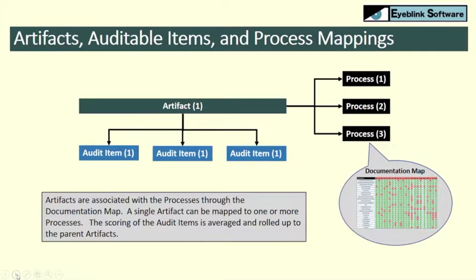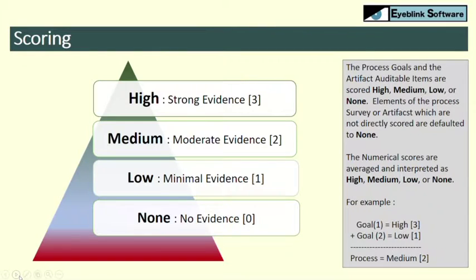This slide shows an artifact and its 3 related processes. The artifacts are associated to the processes through the documentation map. A single artifact can be mapped to 1 or more processes, and the scoring of the auditable items is averaged and rolled up to the parent artifacts.